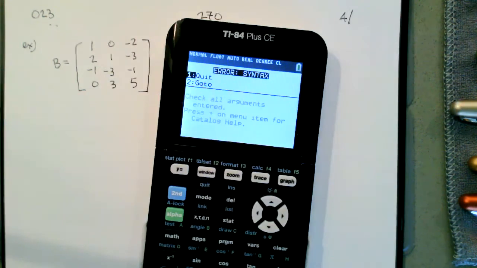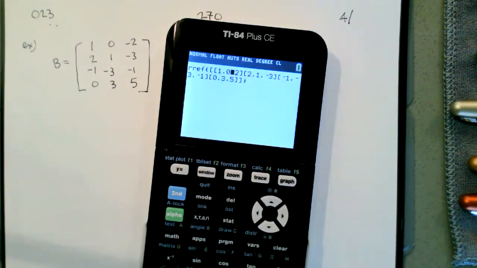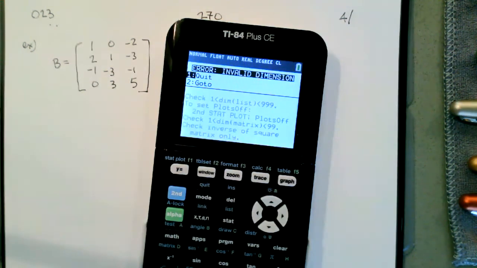Error, invalid dimension. This is false. I don't know where TI-84 gets their programmers. It's perfectly possible to find the reduced echelon form of this matrix. I don't know why it's invalid dimension. But whatever algorithm that Texas Instruments uses to find the reduced echelon form of their matrices, it won't do it if there are more rows than there are columns.